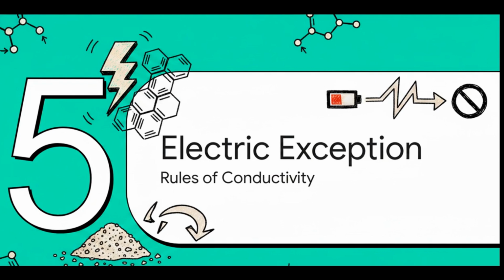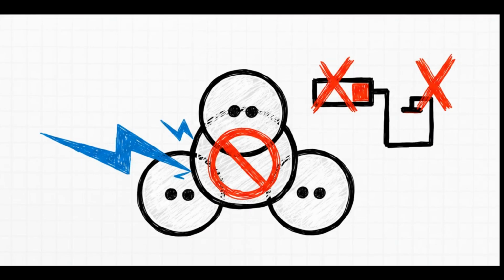Which brings us perfectly to our final chapter, Section 5, the electric exception, and the rules of conductivity. We just noted that diamonds and sand don't conduct electricity at all. In fact, to conduct electricity, a material has to pass a pretty strict test. It must have charged particles, like electrons or ions, that are actually free to move around. And simple covalent molecules? They fail this test completely. They share their electrons perfectly in closed loops, meaning there is no overall electric charge, no free electrons, and definitely no free ions to carry a current.